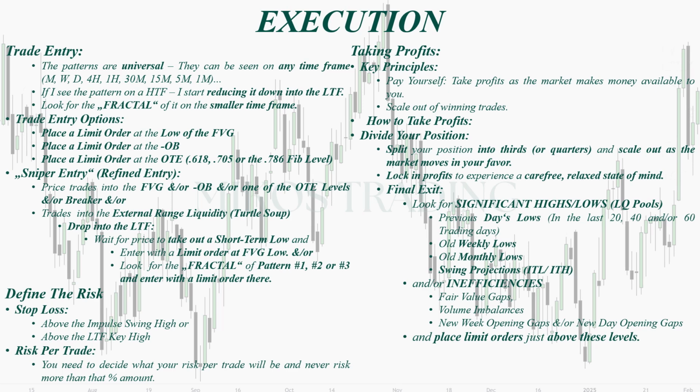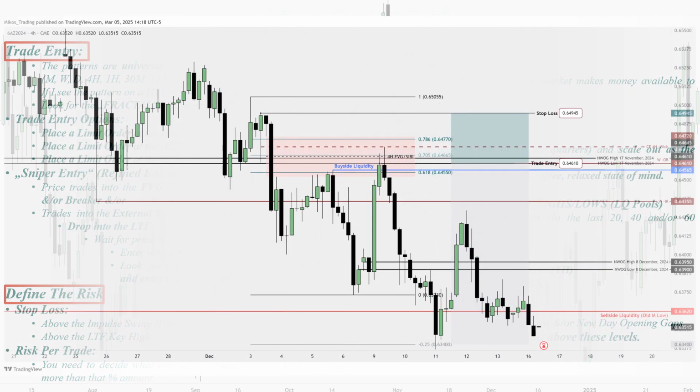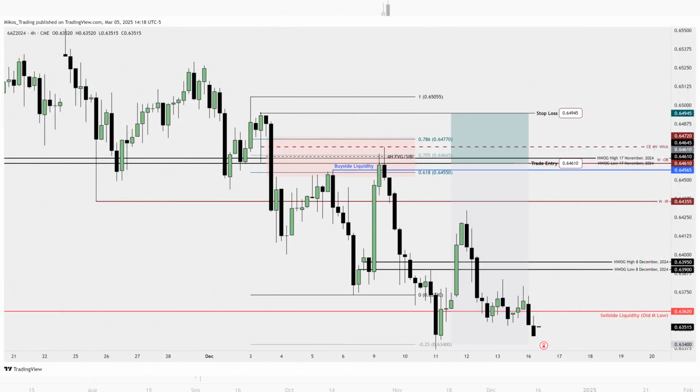Here is the detailed step-by-step process that I follow for my executions. At this stage, I determine my entry point, define my risk, and identify where I will take profits. I can take my trade on the 4-hour and or 1-hour chart.